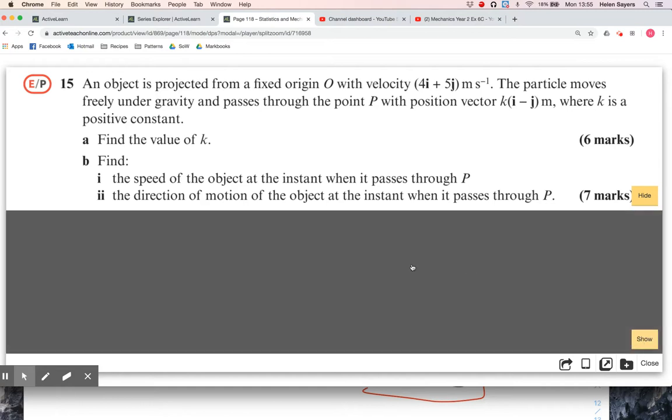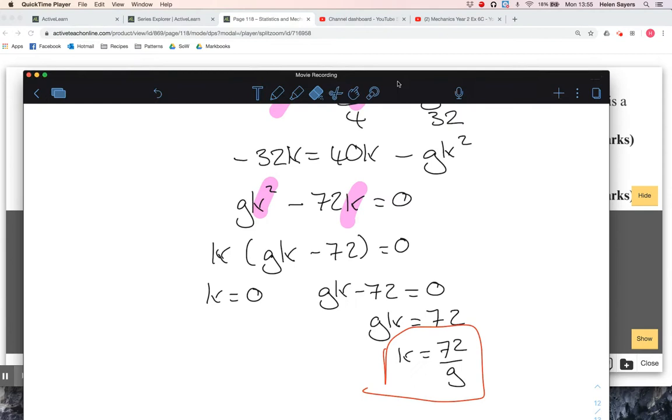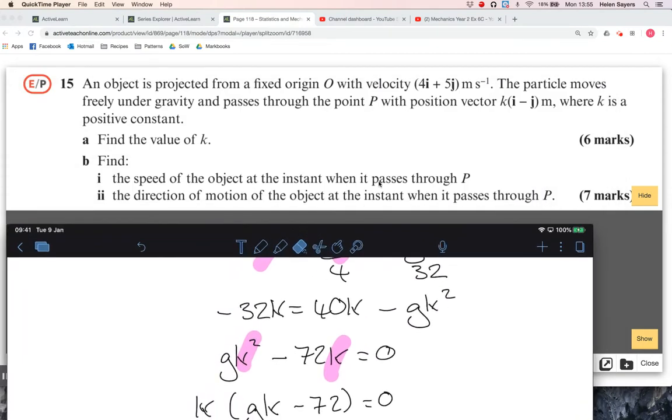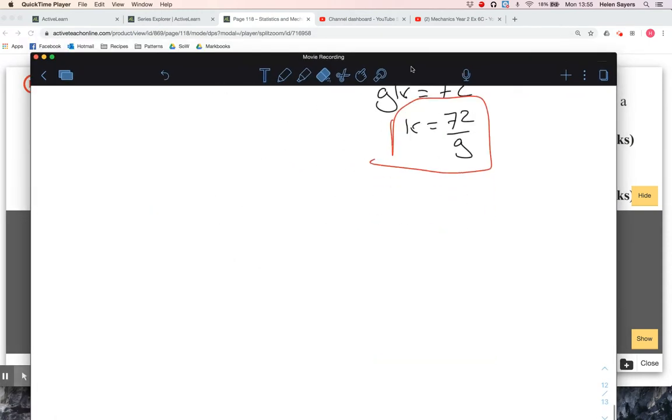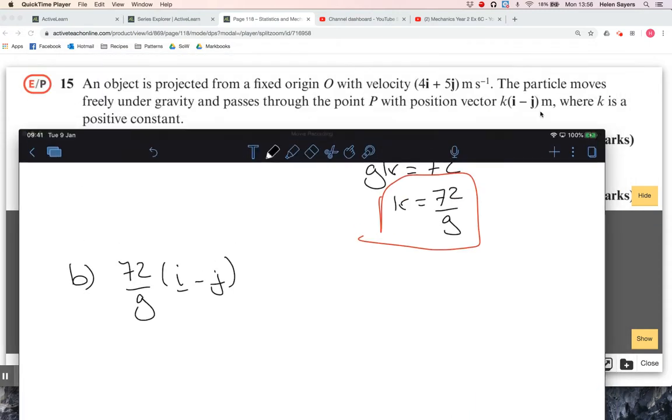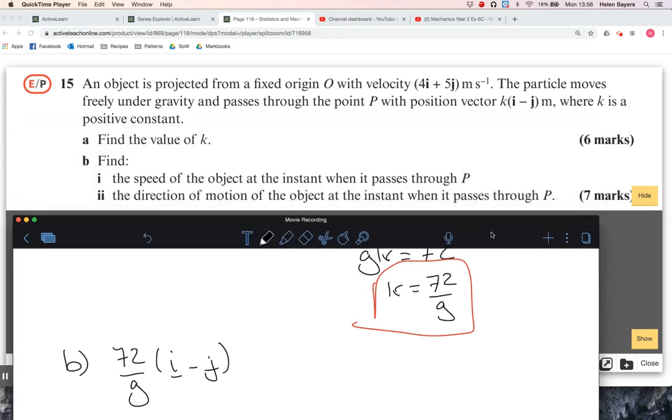So we're good. Okay. So find the speed of the object at the instant when it passes through P. Okay, so now we know what k is as well. The position of P is 72 over g i minus j. So I'm just going back to what was given in the question and substituting my value for k. I've gone back to the exact value. They rounded this to 7.35. Either should be fine.